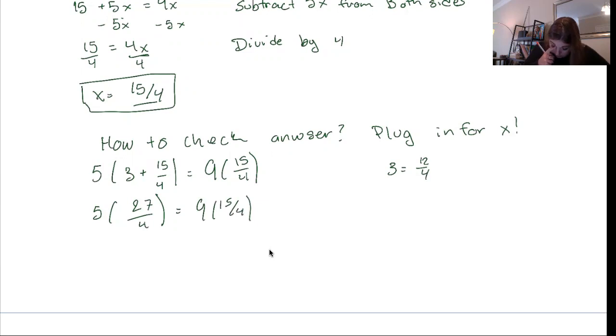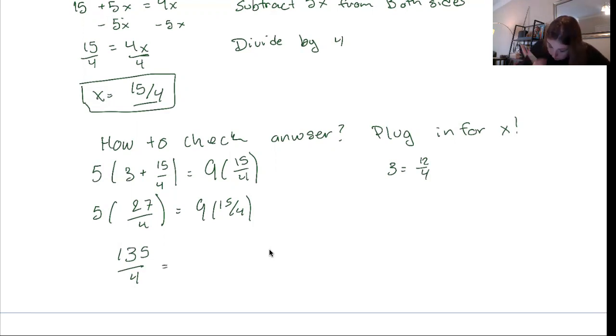Okay, I'm doing math on the spot. 27 times 5. So 5 times 25 would be 125. So 2 times 5 is 10. So 135. I need to double check that. Woohoo, 135.